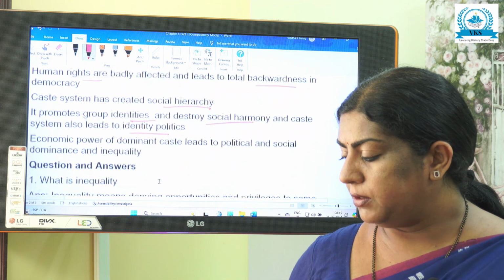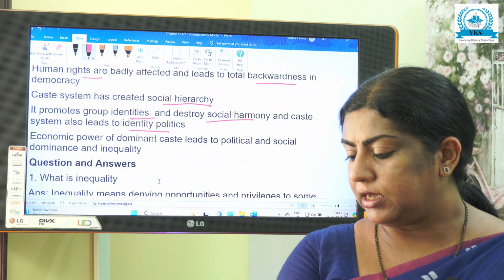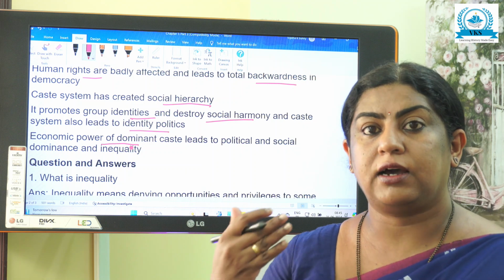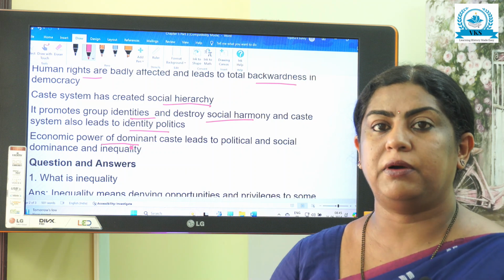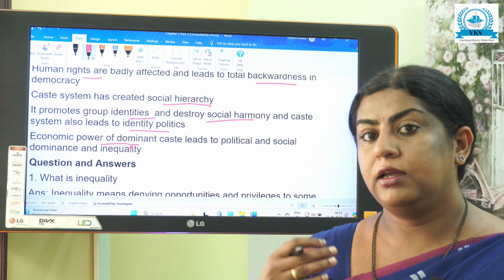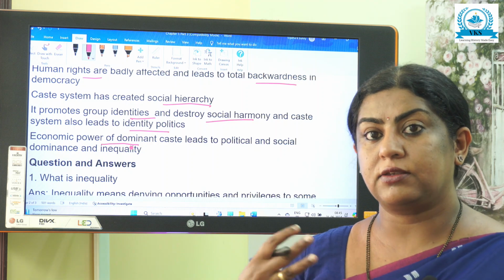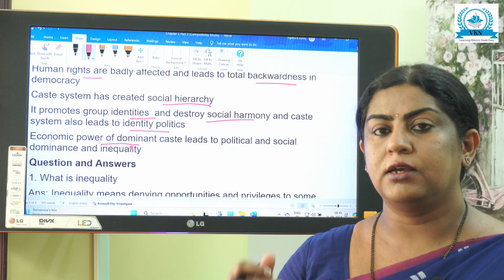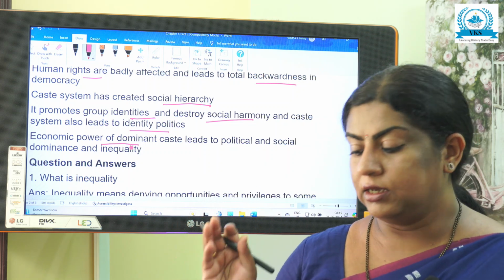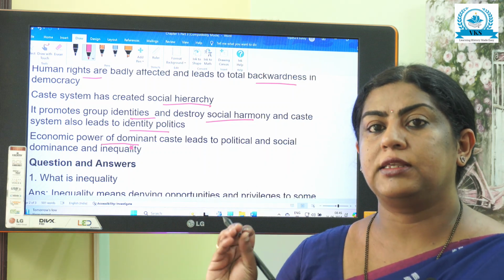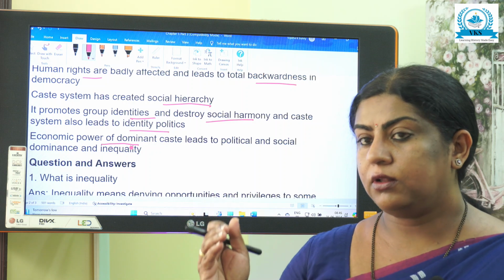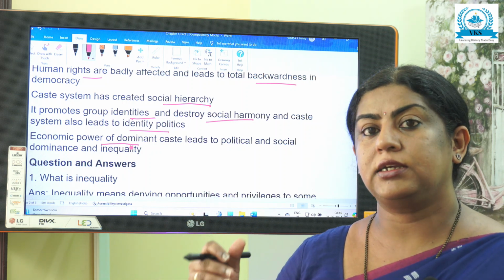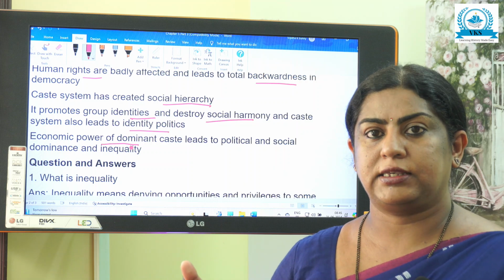The economic power of the dominant caste leads to political and social dominance and inequality. The dominant caste or the higher caste has more economic power. This also leads to political dominance and social dominance. They have more economic power, they belong to the higher class, so they are dominant in society. So this leads to dominance and inequality. So all these are how this inequality is a slur to democracy.